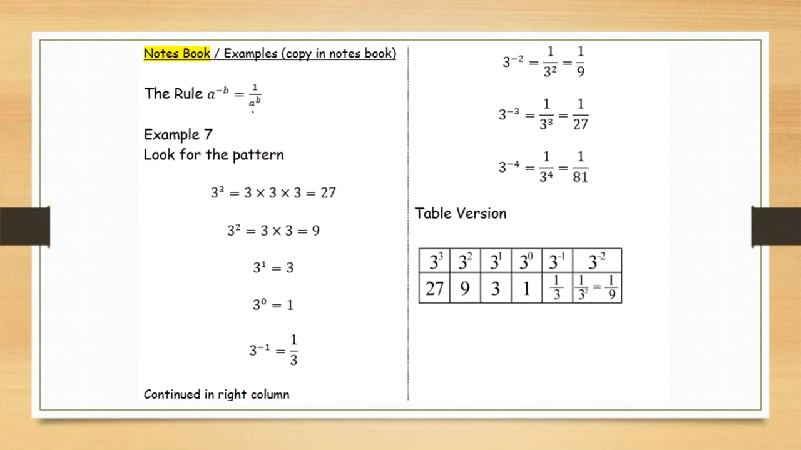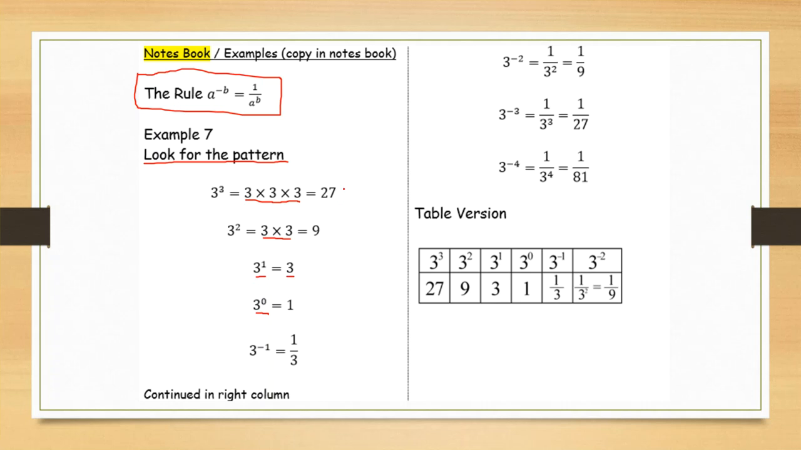Today's work is about this rule, so this needs to go into your notes book. So a to the power of negative b equals 1 over a to the power of b. So why does it work? 3 cubed means we go 3 times 3 times 3, which is 27. 3 squared is 3 times 3, which is 9. 3 to the power of 1 is 3. 3 to the power of 0 is 1.